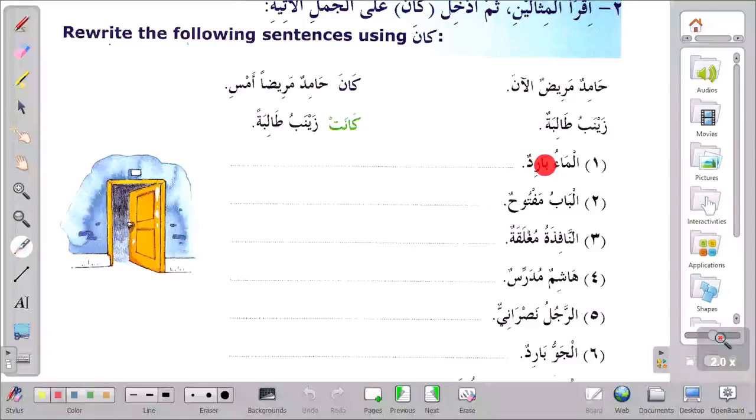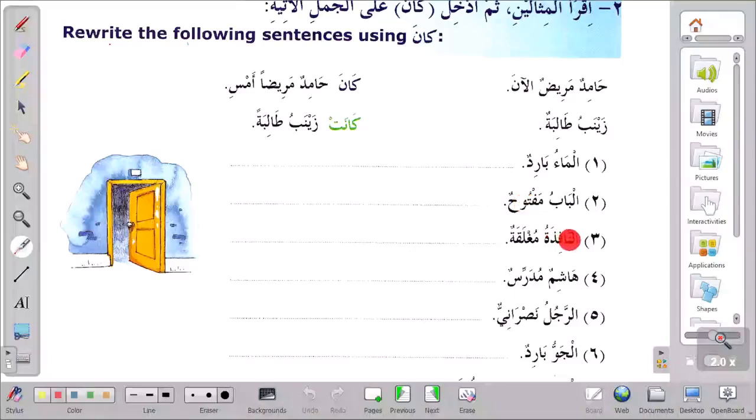Now al-ma'u baridun. The water is cold. If you want to say it was cold, how do we say it? Kana al-ma'u baridan. Just simply add kana, and then change the khabar to mansub. Here al-babu maftuhun. How do we say it? Kana al-babu maftuhan. Oh, that is clear.